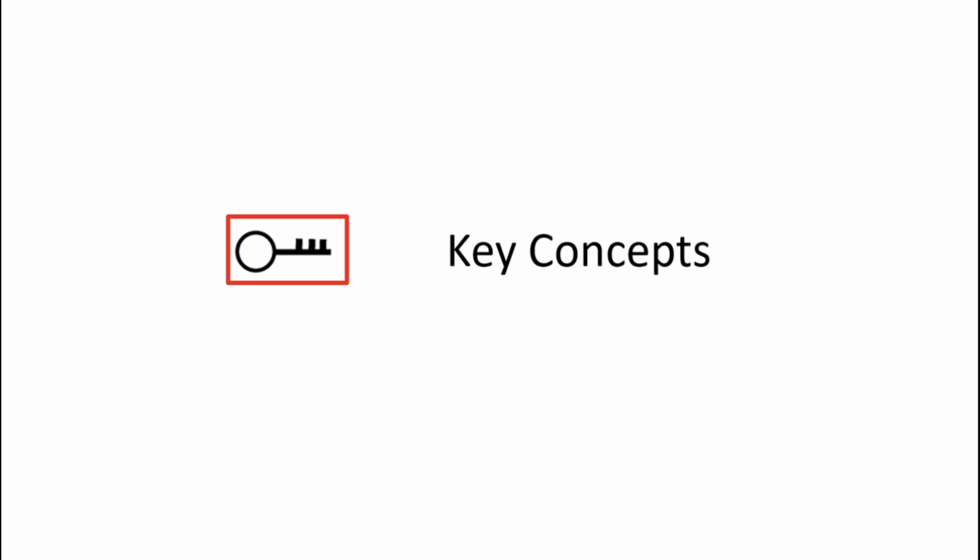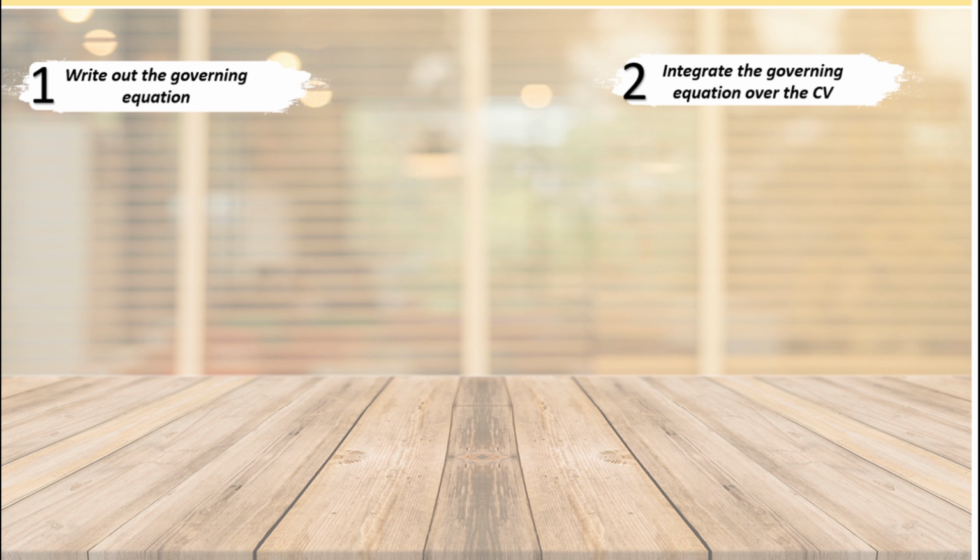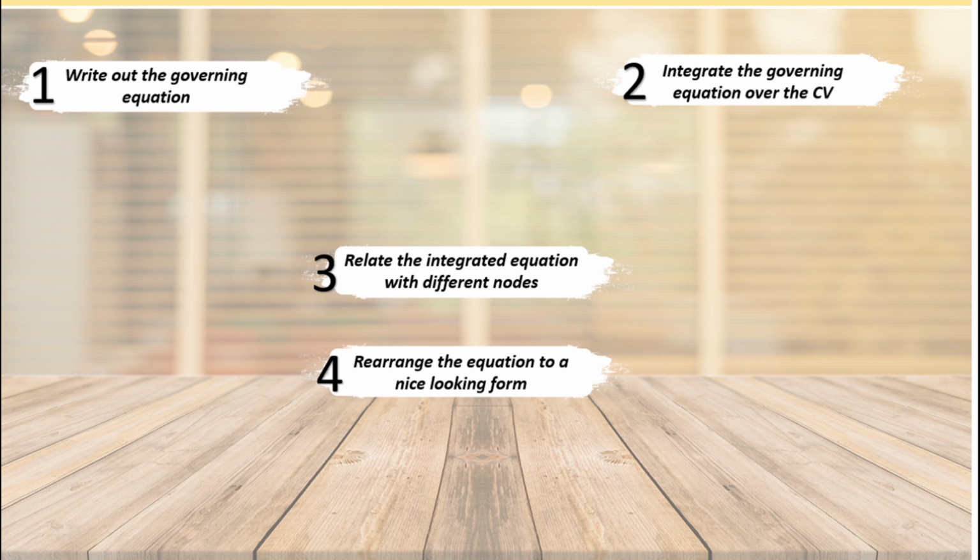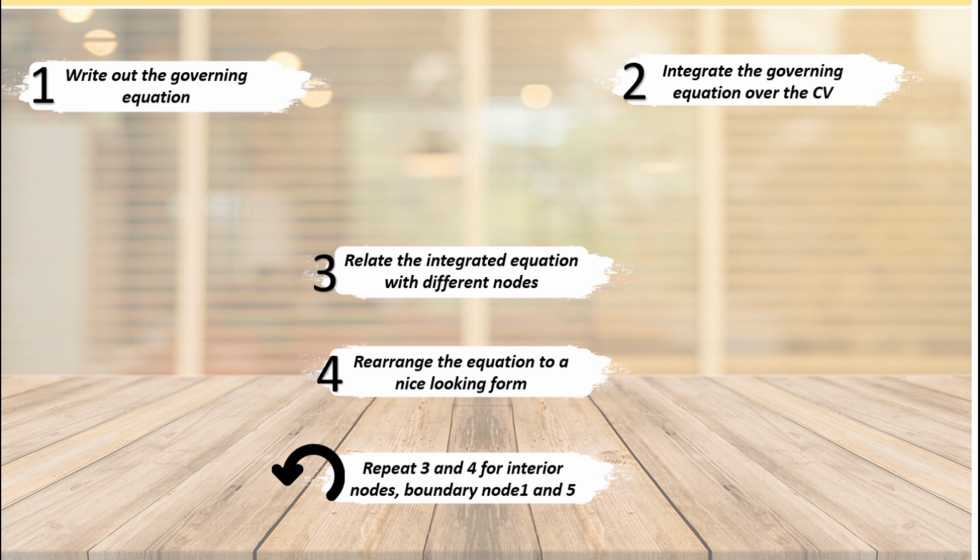The key concept behind the finite volume analysis is to first write out the governing equation. Second, integrate the governing equation over the control volume. Third, relate the integrated equation with different nodes. Fourth, rearrange the equation to a nice looking form. And then we can repeat 3 and 4 for interior nodes, boundary node 1, and boundary node 5. So let's start with our governing equation.